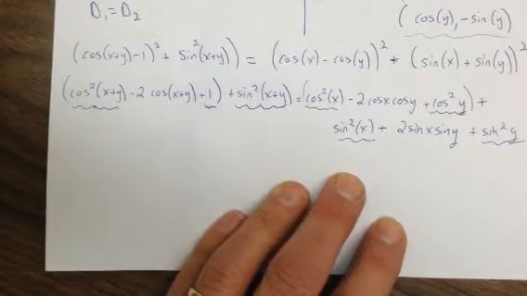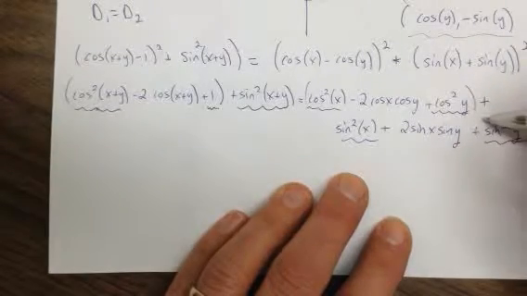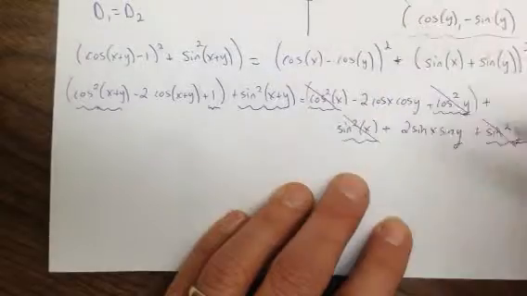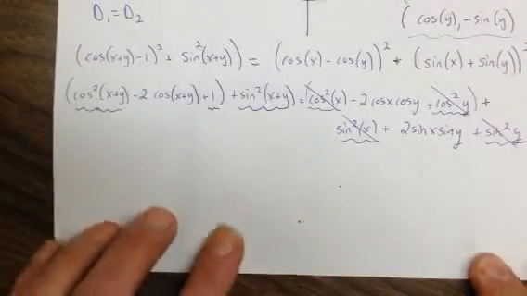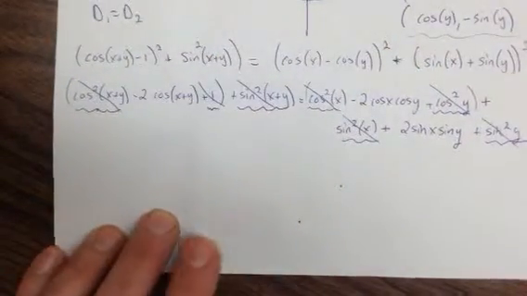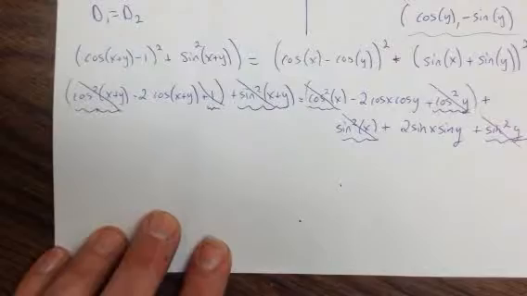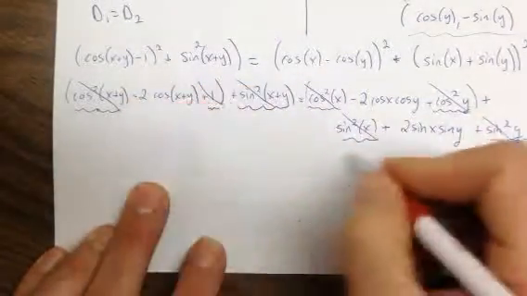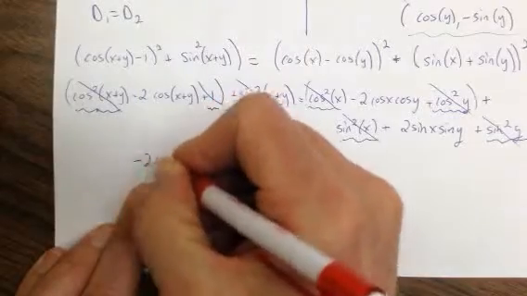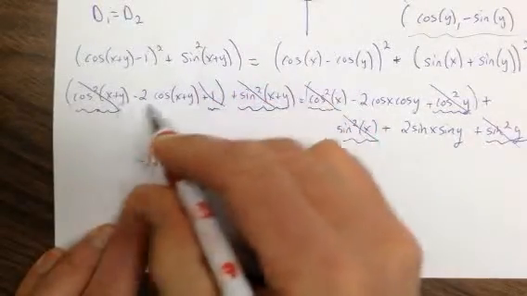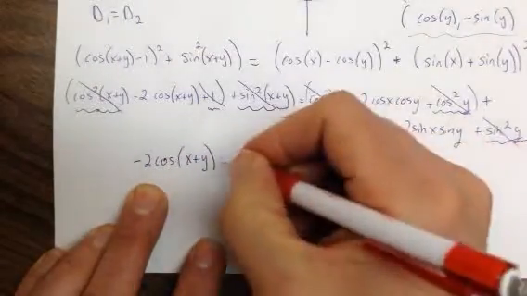This all cancels. Yes, I love canceling. All that on the right hand side is 2, and that cancels with this on the left hand side, which is 2. And when all of that canceling dust settles, I'll just write down what we got left. Negative 2 times the cosine of x plus y. That's all that's left on that side.